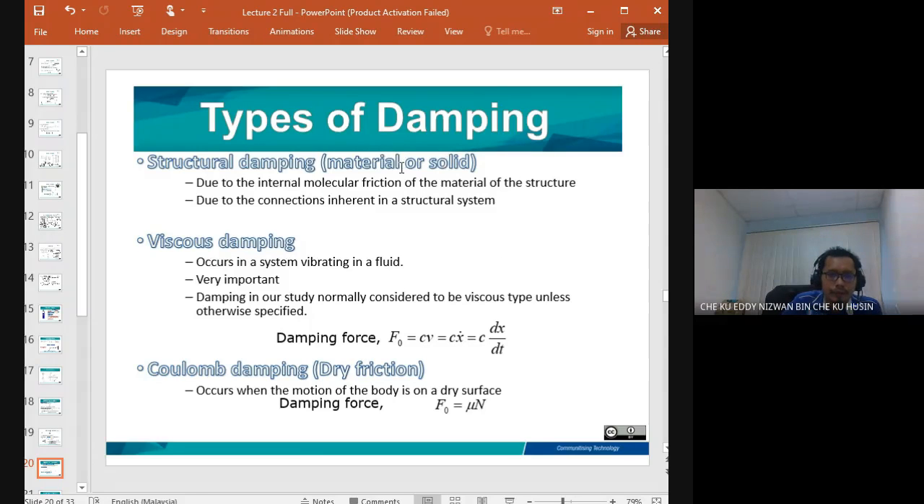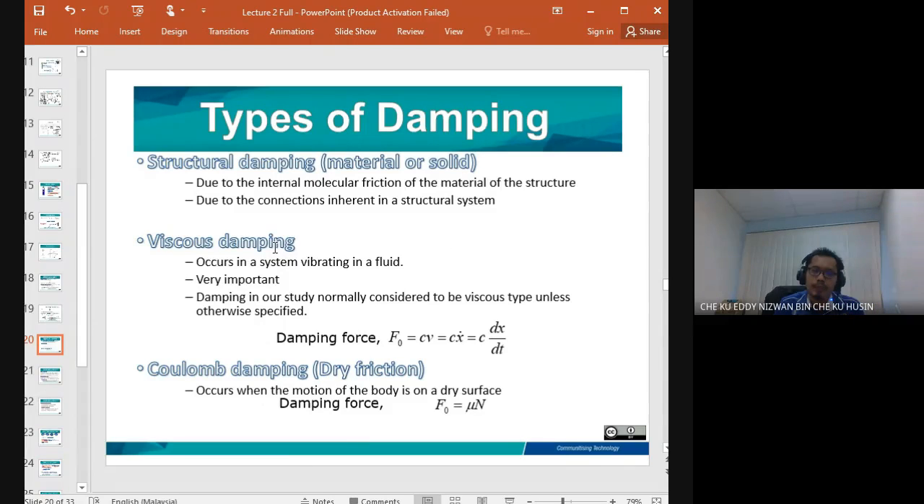So I think that's all for damping. You have to know how we use damping to control vibration. Mostly damping is used to control the level of vibration. In operation, if we add high damping, we can reduce the amplitude of vibration.